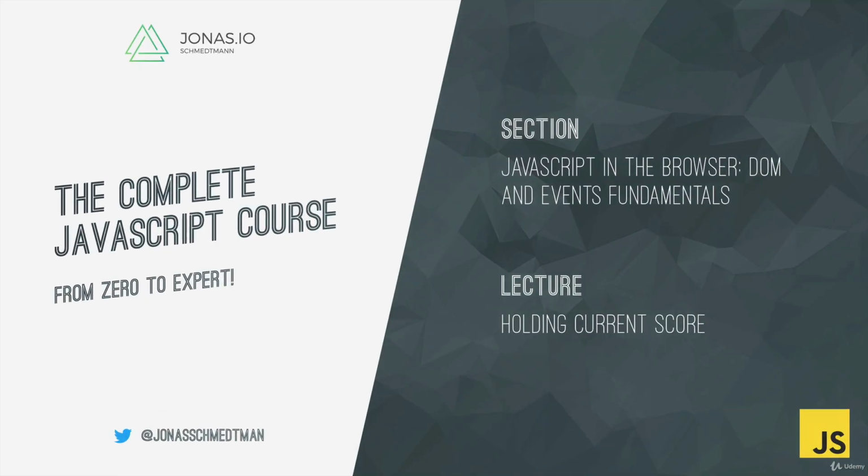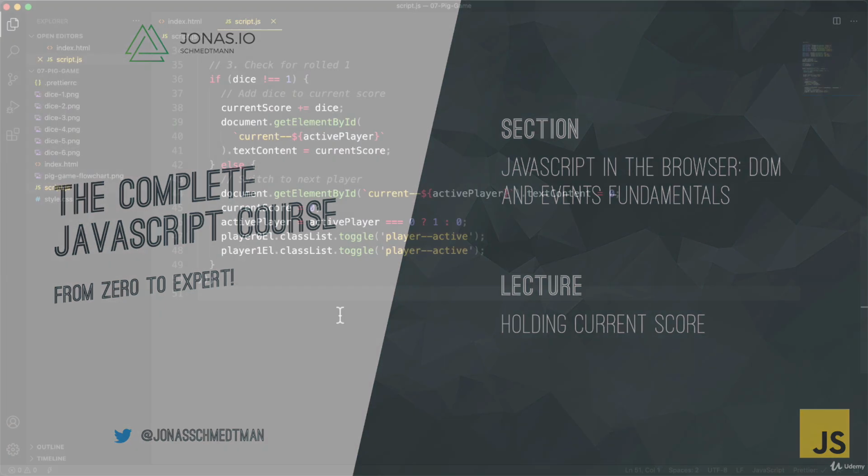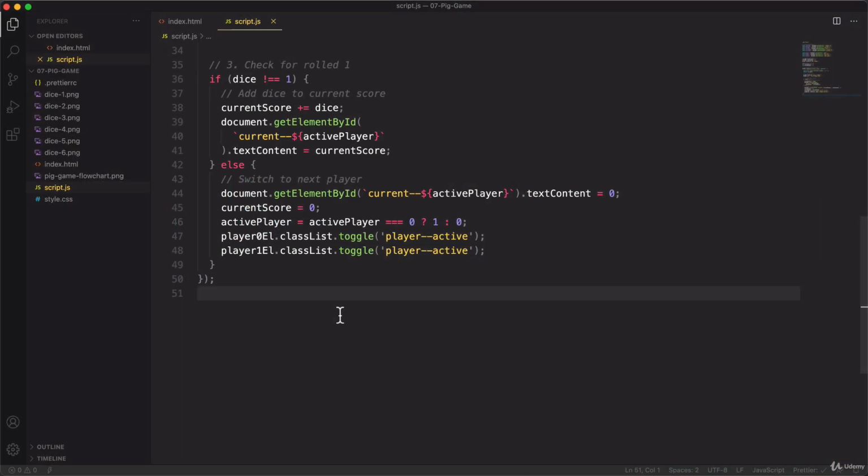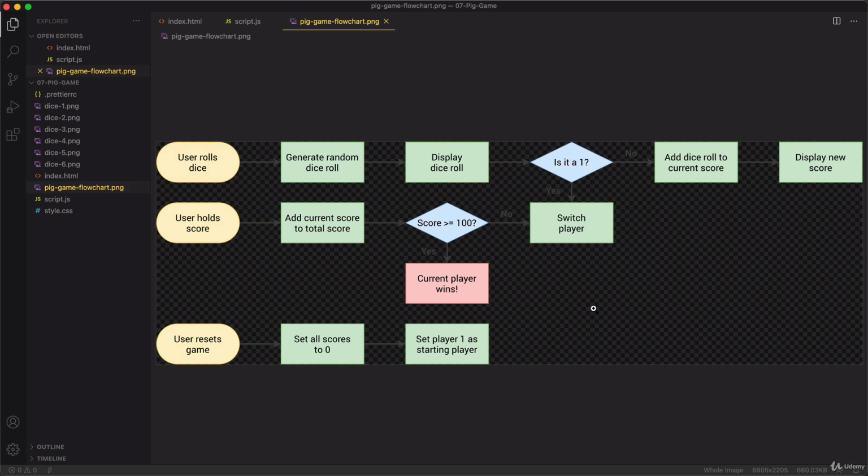And now let's implement the feature of a player holding the current score. And let's again look at our flowchart here. And once again, this flowchart basically represents the division of our big problem, which is to implement this game, into smaller problems, which are all of these green sub-problems here. Now, what we are going to implement is the functionality of holding the score.